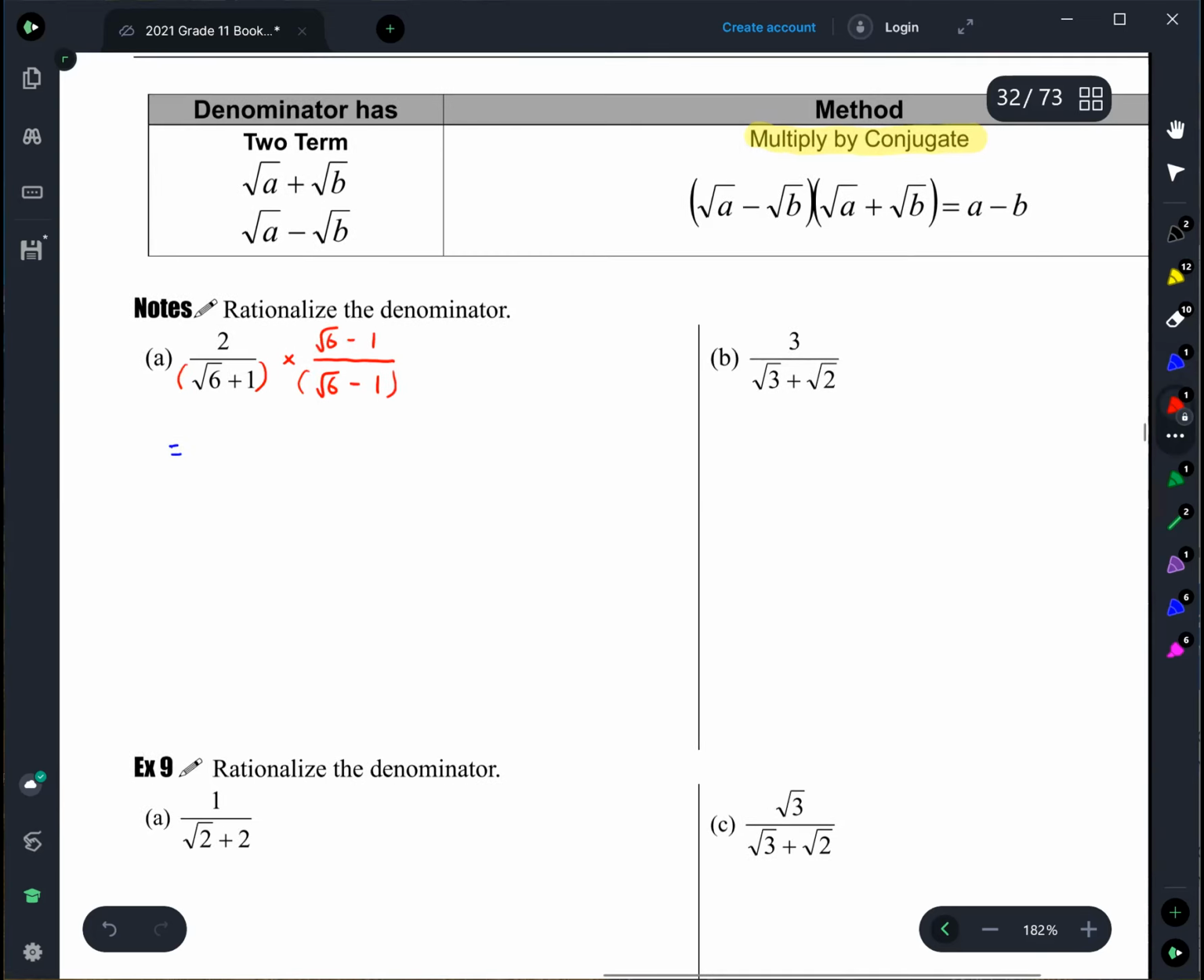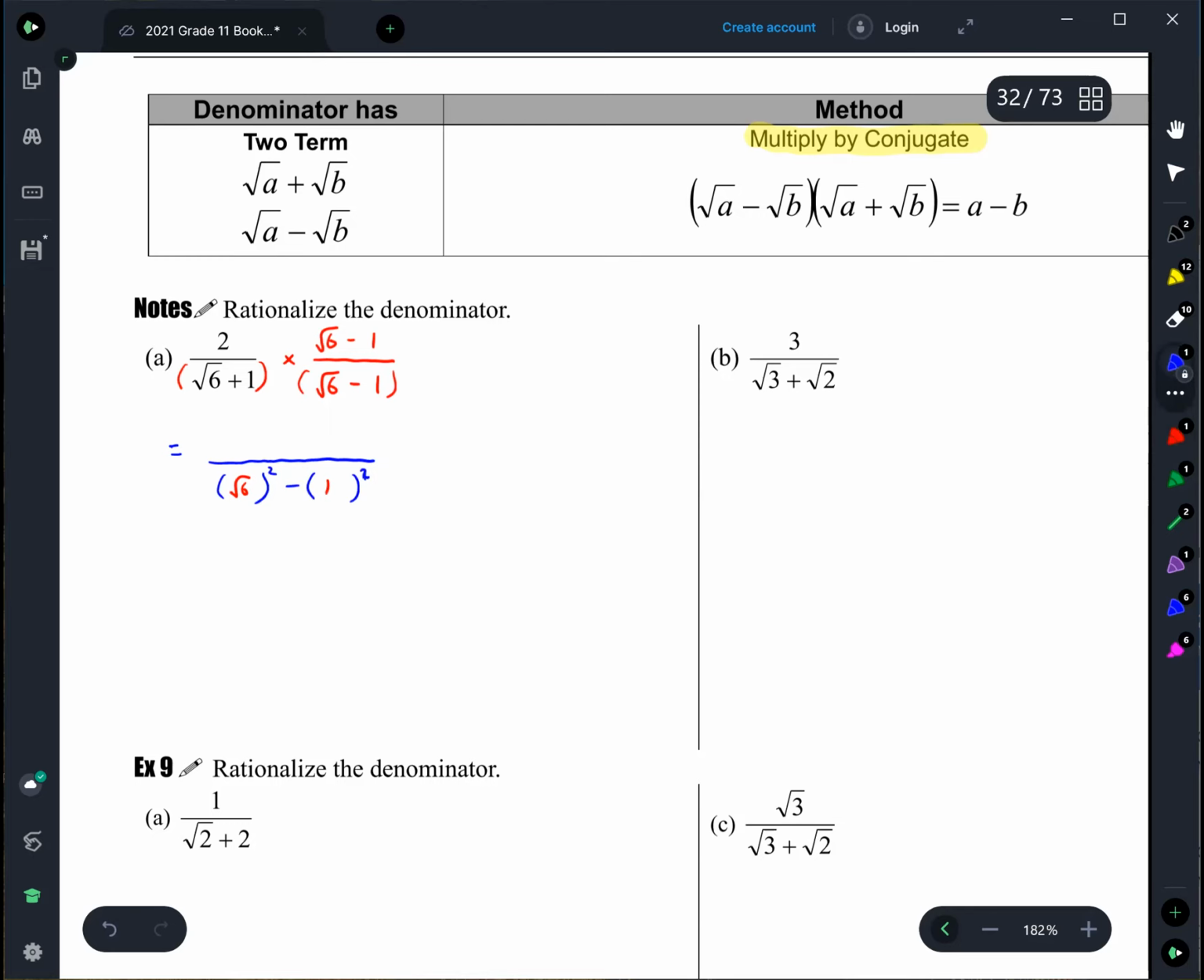Okay, any question so far? So the denominator, when you multiply them, is 2 brackets with opposite signs. So you use the third formula. You square the first one, square the second one, okay? So the first one is root 6, the second one is 1. I should put a square here.